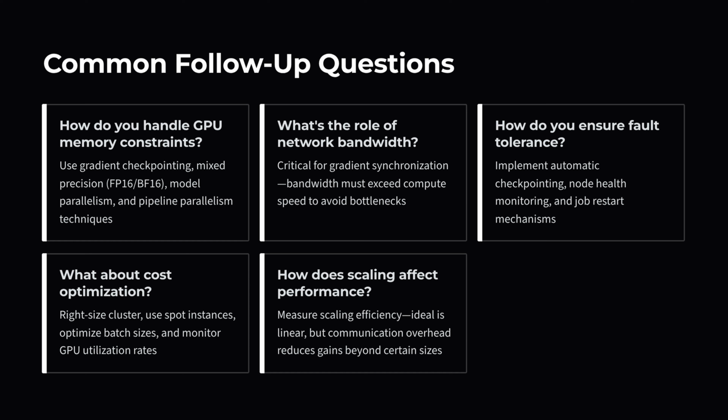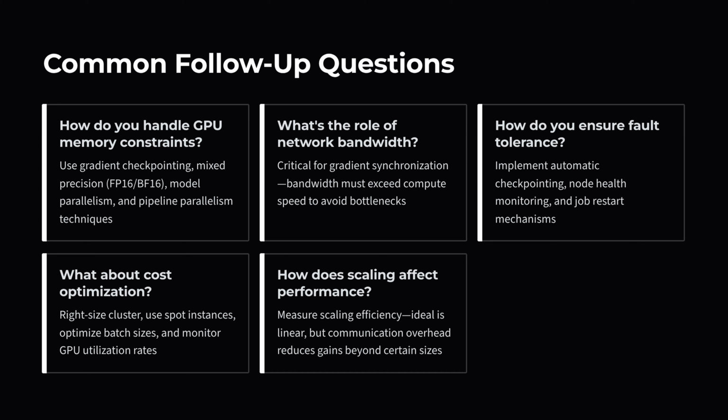Now, common follow-up questions. GPU memory limits are one of the first issues teams hit. Techniques like gradient checkpointing or mixed precision compress activations, the way you might shrink a long movie so it fits on a smaller drive. Model, tensor, or pipeline parallelism divide huge networks across GPUs, just like assembly stations split a complex product into manageable steps. When bandwidth comes up, remember the numbers.